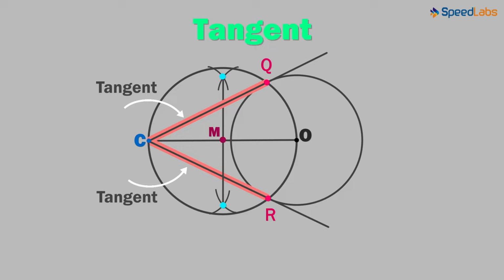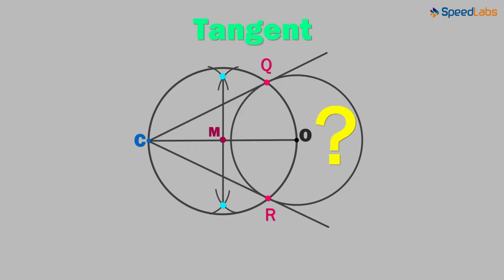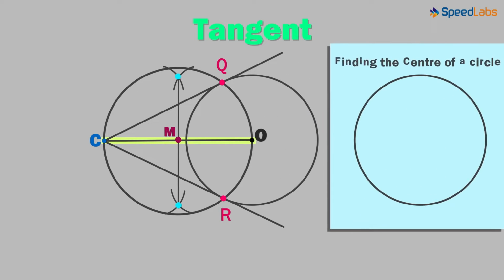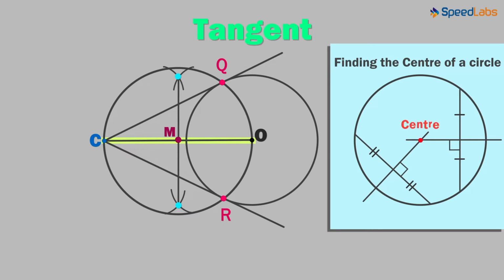Let me ask you another interesting question. What if we were not given the center of the circle? In our example, we joined C and O if you remember. But what if we didn't have the center O of the circle? Simple. We would then have to find the center. And how do we do that? We just draw 2 non-parallel chords and draw their perpendicular bisectors. The point where they intersect will be the center of the circle.